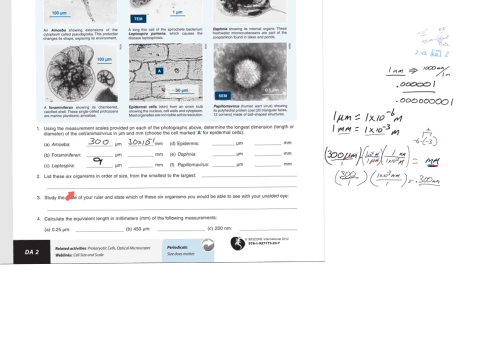And list those organisms. Study the scale of your ruler and state which of the 6 organisms you would be able to see with your unaided eye. So you can figure that out, and calculate the equivalent length in millimeters of the following measurements. Again, here are some measurements using the same process. Please note, this is micrometers, so are all these, but this is not. This is in nanometers. So be very, very careful when you're looking at these units, because it's easy to mix them up if you're not paying attention to detail.